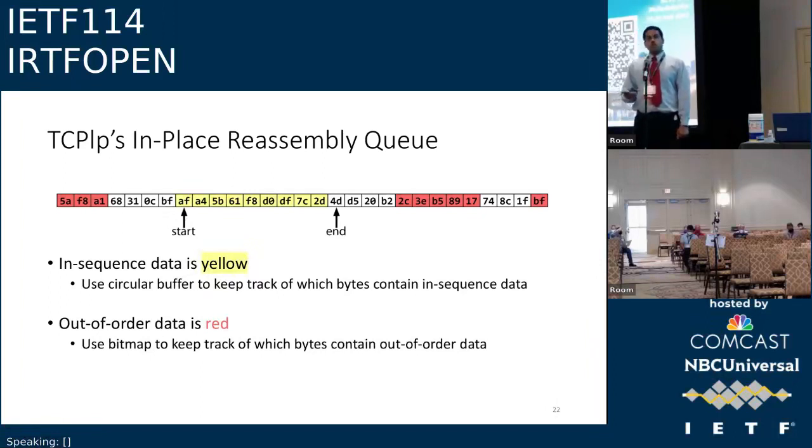Okay, so in this way, we can significantly reduce the memory for buffers by, in some sense, not having to allocate a separate buffer for a reassembly queue and just sharing that with the buffer we've allocated for the receive queue.